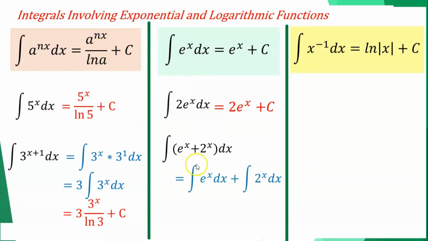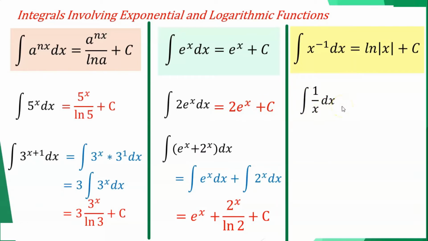So rewriting this is the integral of e to the power of x dx plus the integral of 2 to the power of x dx. So simplifying, this is e to the power of x plus 2 to the power of x over ln of 2 plus c. Okay, another. What is the integral of 1 over x dx?